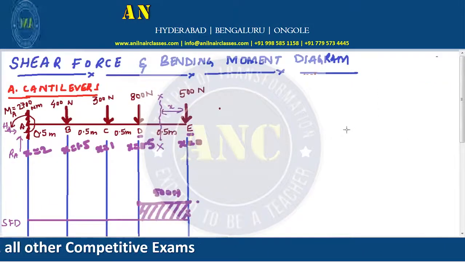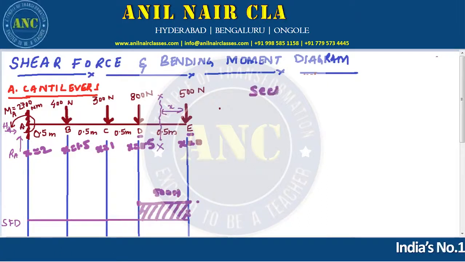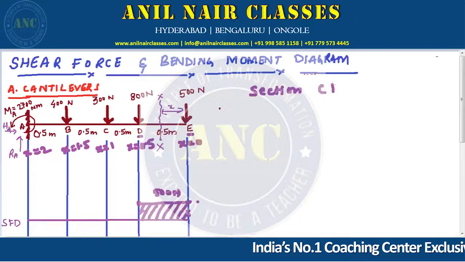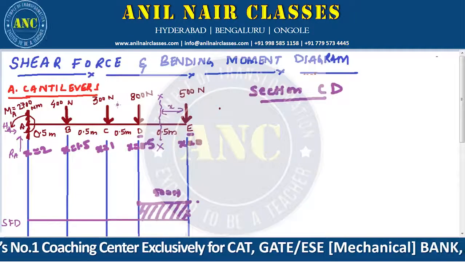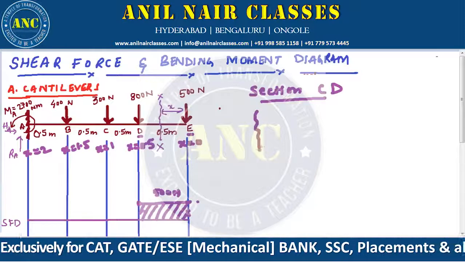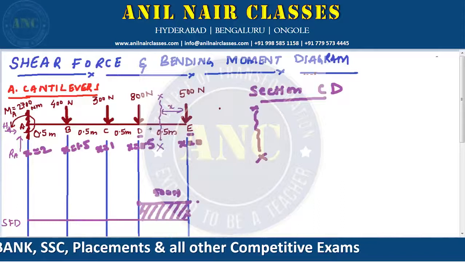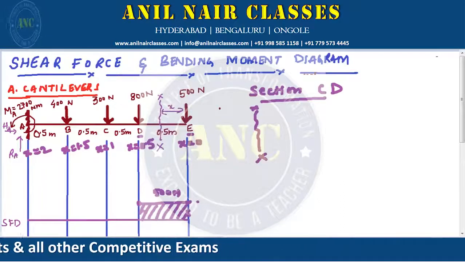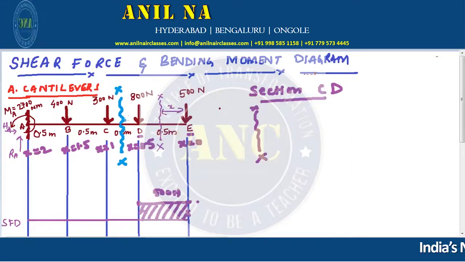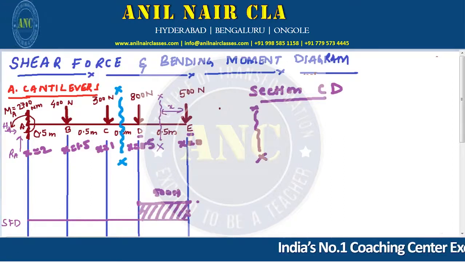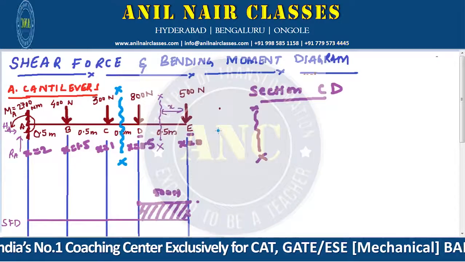So when we go to section CD, now let us go to section CD. So section CD, again what I'll do is I'll assume a section XX somewhere in CD. So when somewhere in CD, assume this is here. So how it will look? If you take the right hand side, D and E will come into picture, correct or not?